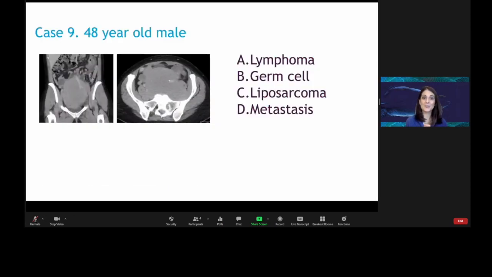So hopefully this should be a spot diagnosis for you, and you can vote even without me giving you some options. This is a 40-year-old male with a strikingly homogeneous retroperitoneal mass. Is this lymphoma, germ cell, liposarcoma, or is it metastasis? Which do you think it is? Very homogeneous. So that's the real clue to this, is the homogeneity.